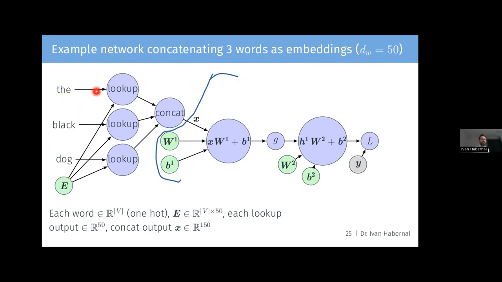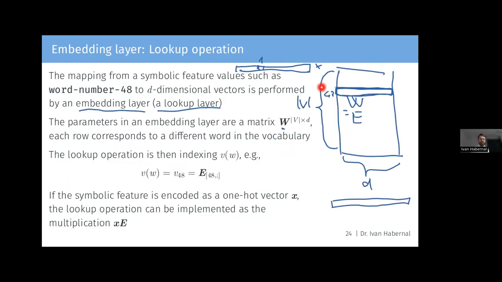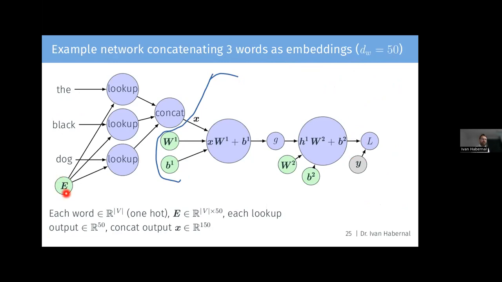For each of the words, I'm going to look it up in the embedding matrix. The lookup operation is basically what we had on the previous slide: the multiplication, or just picking up the row of the matrix, or multiplying by the one-hot vector. So from this matrix of parameters, I'm going to look up the embedding for the word the. The output will be a vector of size 50, because 50 is the dimensionality of the embeddings. I'm going to do the same thing for black, so I have another vector of size 50, and for dog, another of size 50. And I'm going to concatenate them together.